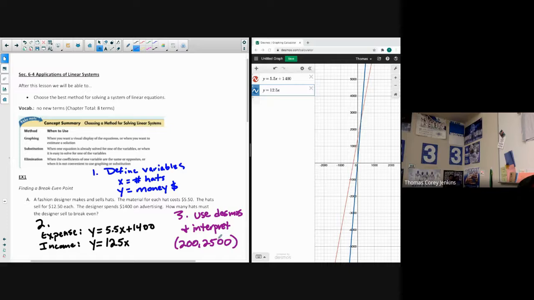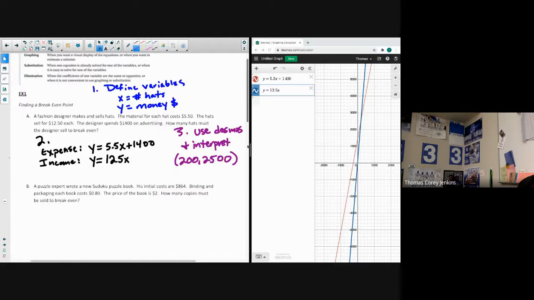So we've used Desmos to find the point of intersection, but now we also have to interpret our answer. It says, how many hats must we sell to break even? So is the answer 200 or 2500? Well, x is the number of hats. y is the amount of dollars. So this means at 200 hats sold, our income is 2,500 and our expense is 2,500. That's where we draw even. So the answer to the question is 200 hats.